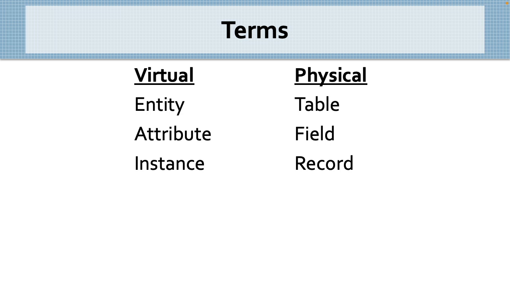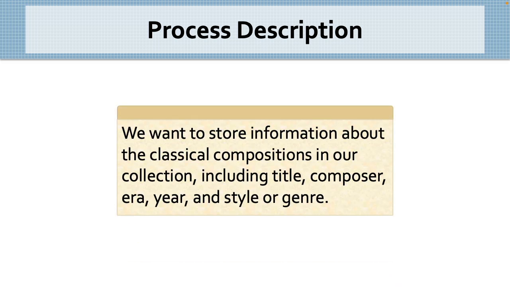You should always start with a process description. This is a written statement describing the proposed database. It could be as simple as, we want to store information about the classical compositions in our collection, including title, composer, era, year, and style or genre. Try to involve as many of your stakeholders as you can when drafting the process description, and get agreement from them on what needs the database must address. This gives you a goal, a finish line to cross, even if only for phase 1 of the database.